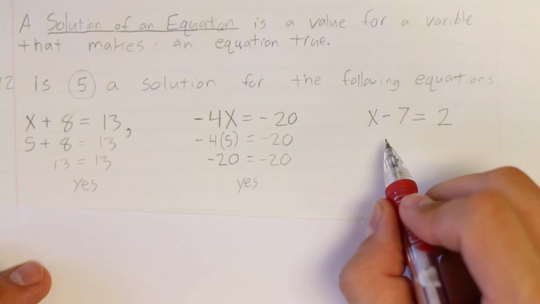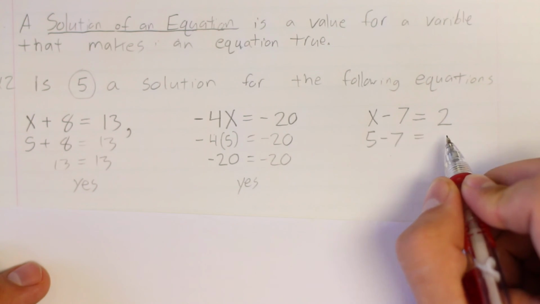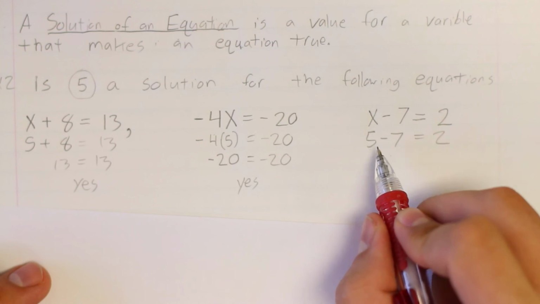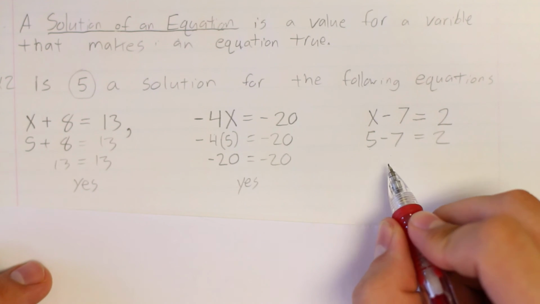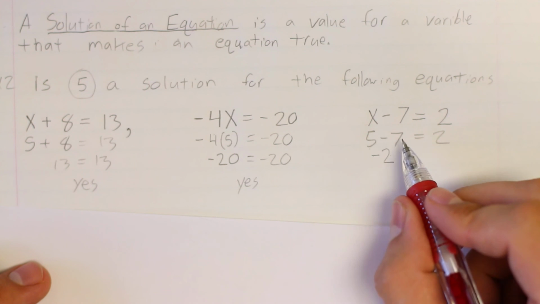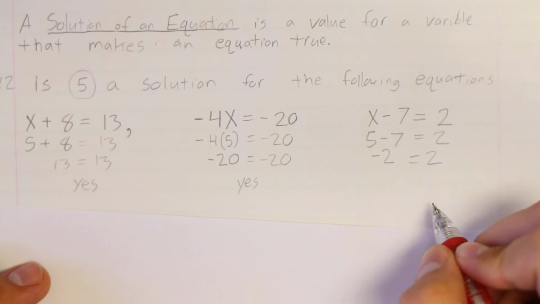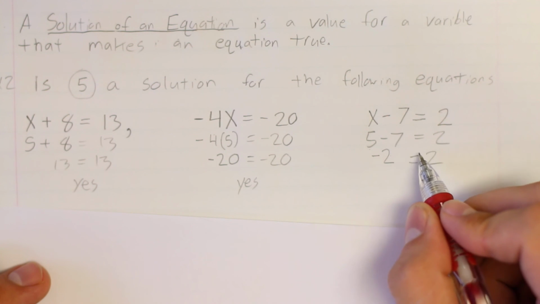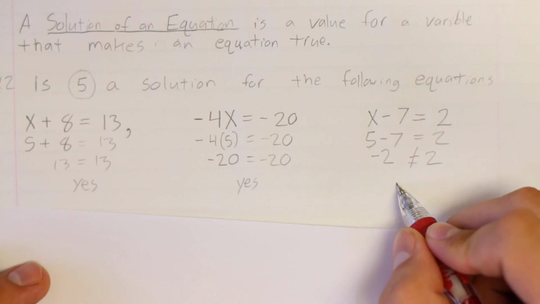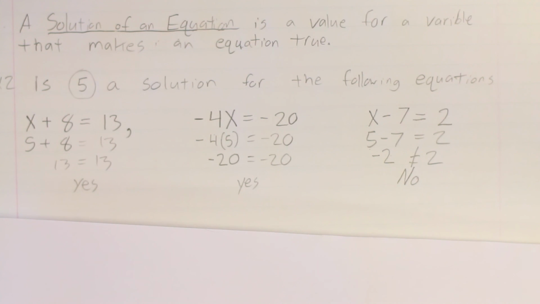Over here we have 5, so we plug it in. We say we have 5 minus 7 is equal to 2. Is that true? 5 minus 7 is negative 2, because I'm taking more away than I actually have, and it's equal to 2. That's not a true statement. Those two do not equal each other, so no. 5 is not a solution for this, but it is for the other two.